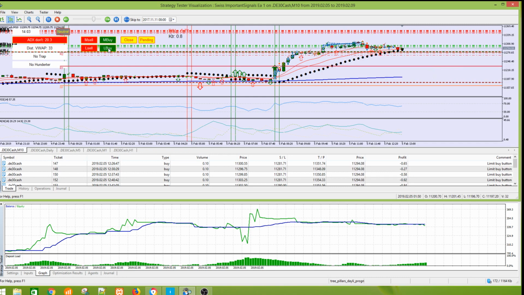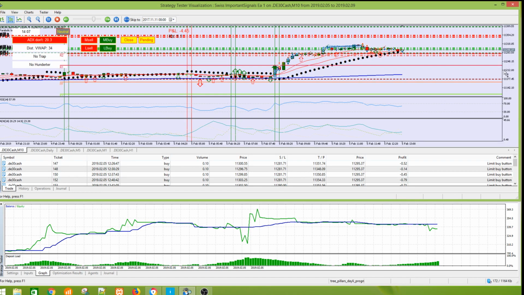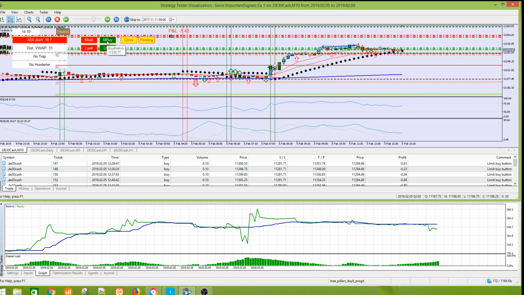But it looks like... I just put some limits again. Now we are on with 1.1 contracts. We do not have too many contracts. If I see that it runs, I can make a market buy.